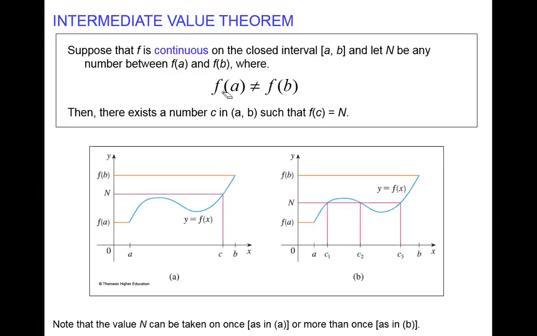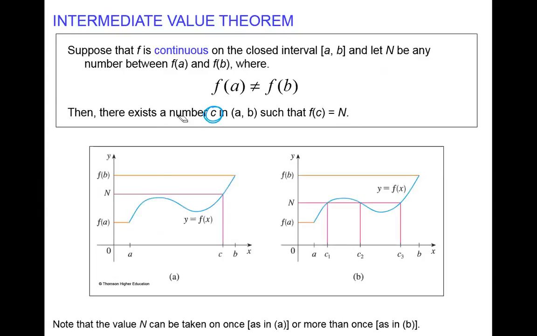where the values of a and b are different. We can see that the corresponding values f of a and f of b are different. Then there exists a number c in that interval from a to b, such that the value at c is exactly n. That's what you can see.